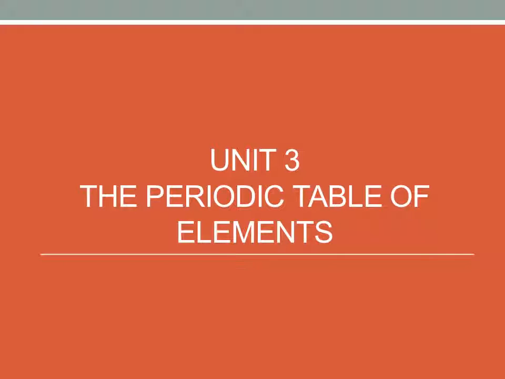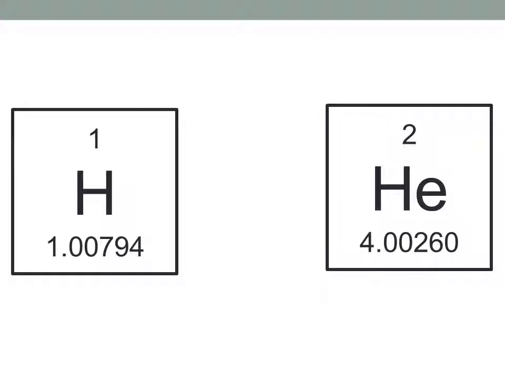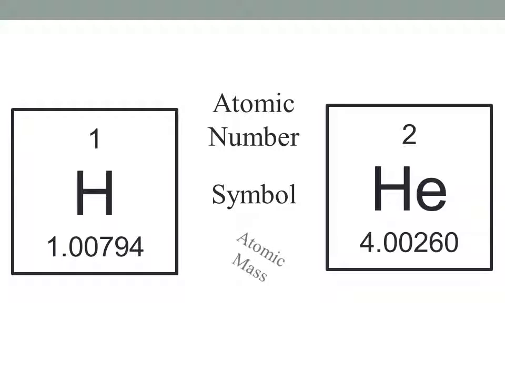Over the next unit, you will learn how to make use of the information that is contained in our periodic table. For example, each element has a square on the periodic table of elements. Within each square is information about that element, which includes the atomic number, the symbol, and the atomic mass.